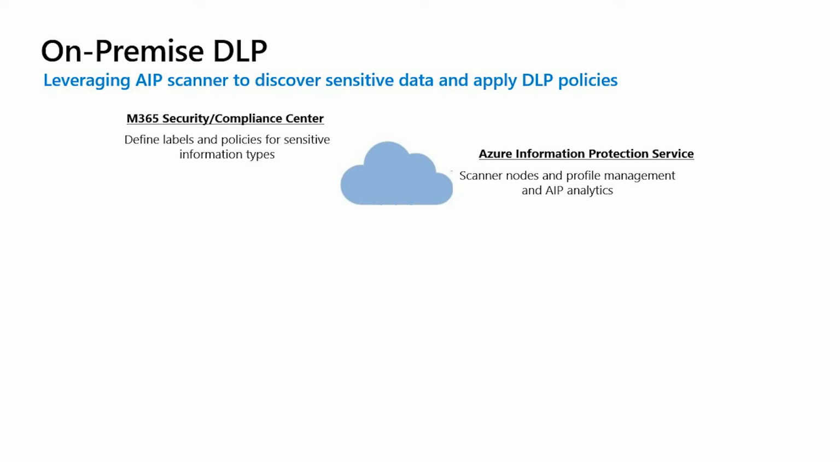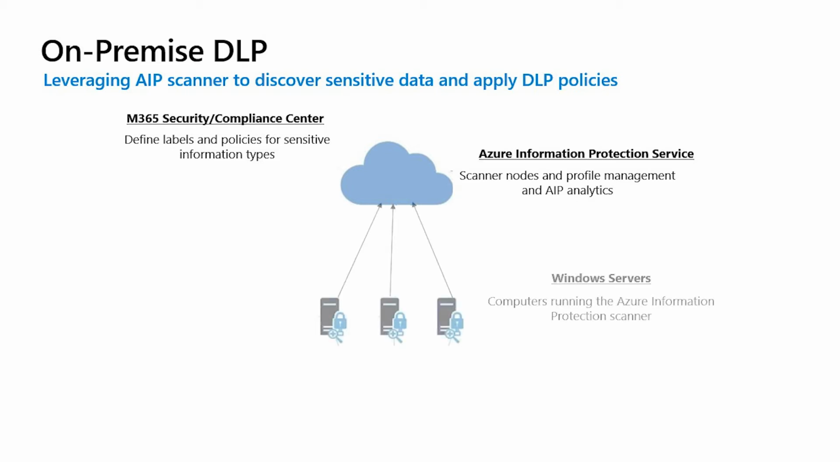But that policy is now extending to the Azure Information Protection Services so that you're able to now take those same DLP policies that you've been enforcing against Exchange and SharePoint and Teams and now extend that to your on-prem file repositories. If you're familiar with the AIP scanner, it's already a service that we have available for you to start to discover and classify that data.